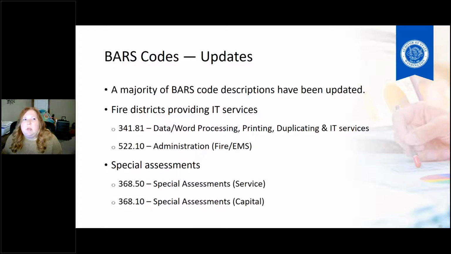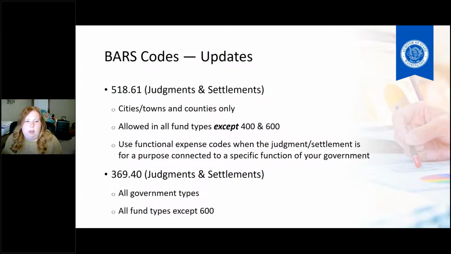And that applies mostly to government types like mosquito control, diking, drainage, irrigation, those types of governments. And so just a reminder on what code to use. And we do have a specific code if you're collecting special assessments for a specific capital project, and that code is 36810. And again, included in your handout and in the chart of accounts download, and they have updated definitions as well. And with that, I'm going to pass it off to Christy to continue with our BARS code updates.